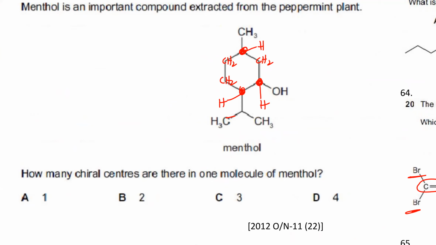How many chiral centers are there in one molecule of menthol? It's this is one, this is another one, this is another one. The rest is CH2s, right? This bottom one is also not chiral.